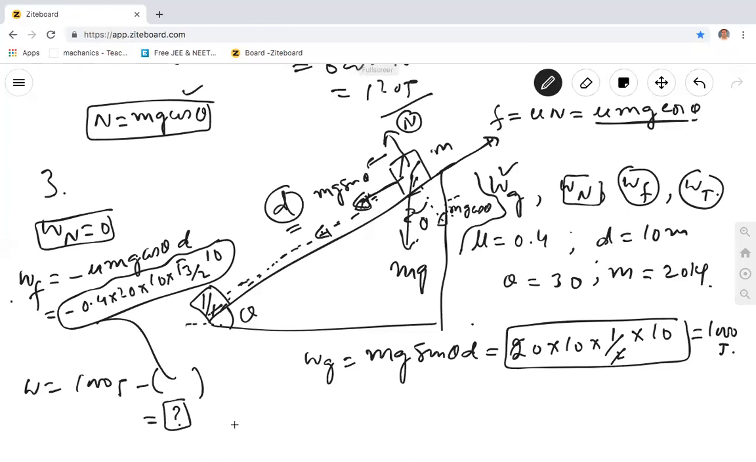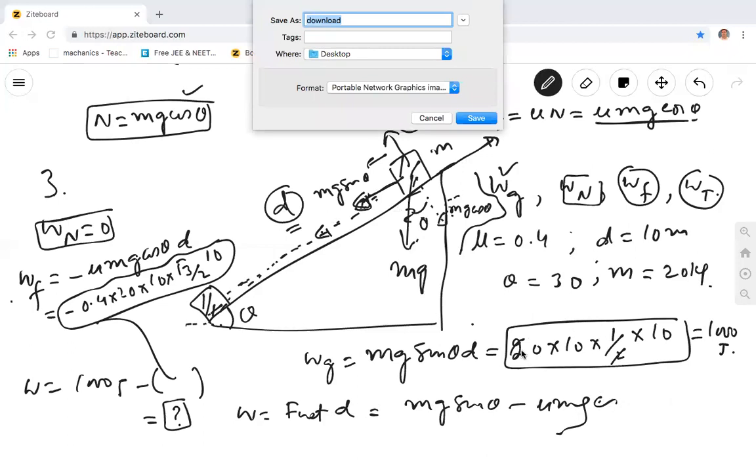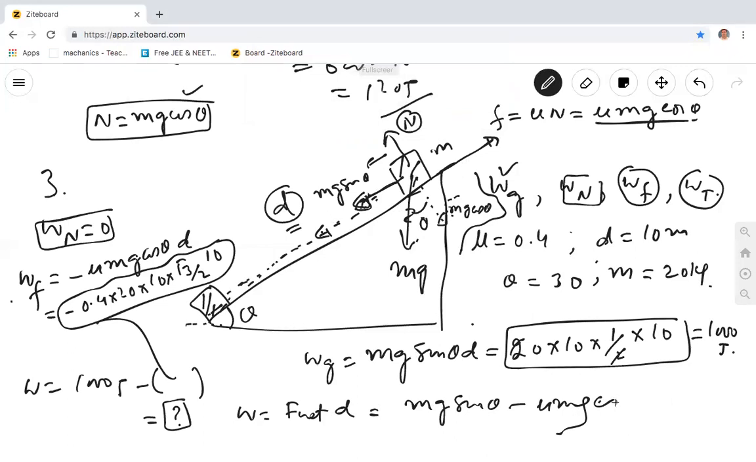If you ask me to find it directly, I will do it like this. Work done is equal to F net into displacement. F net is mg sine theta down the plane minus mu mg cosine theta, times d. This force minus this force. These two forces cancel, and then this cancels.